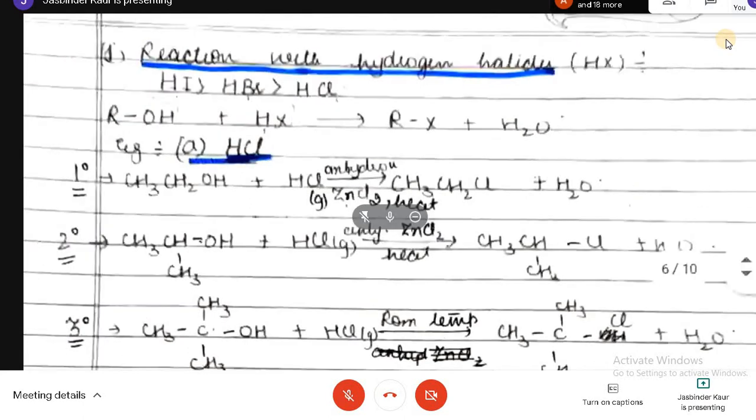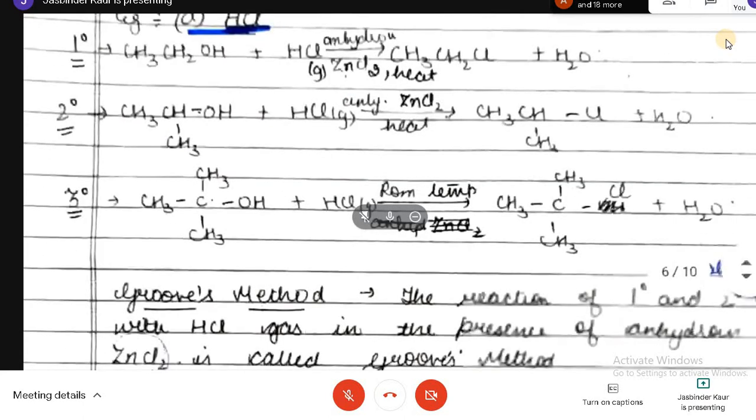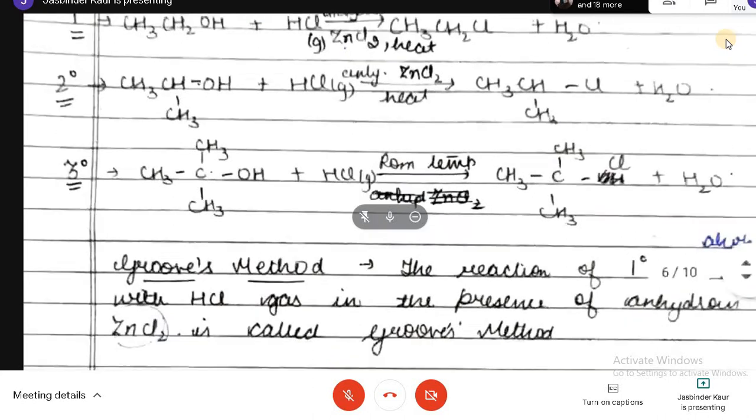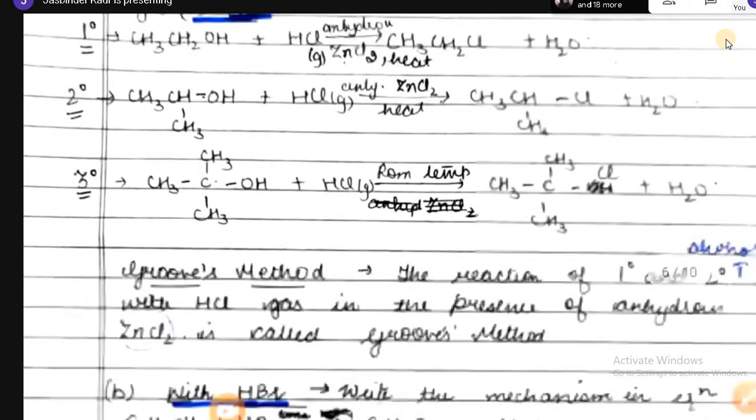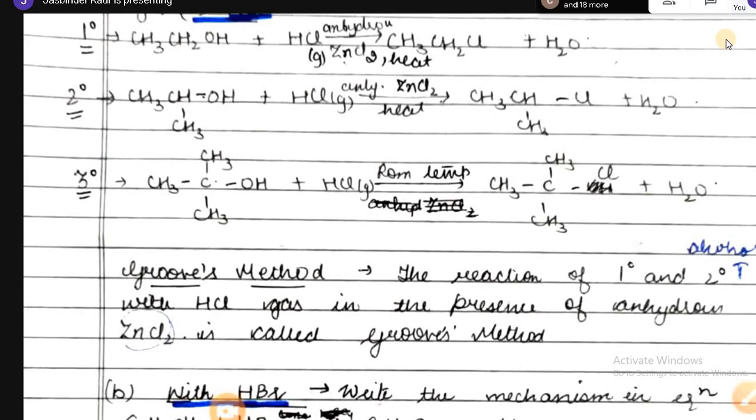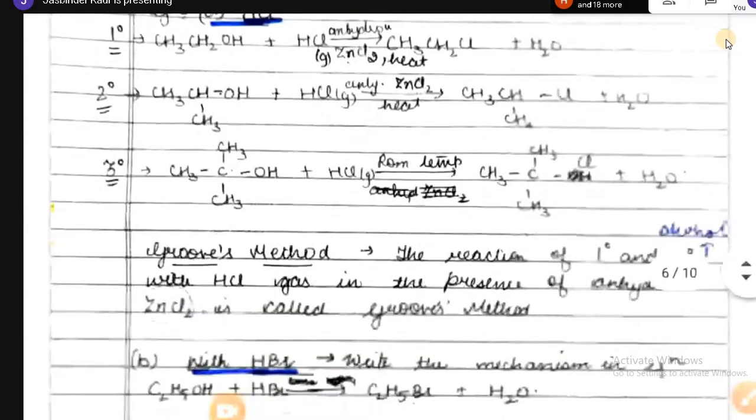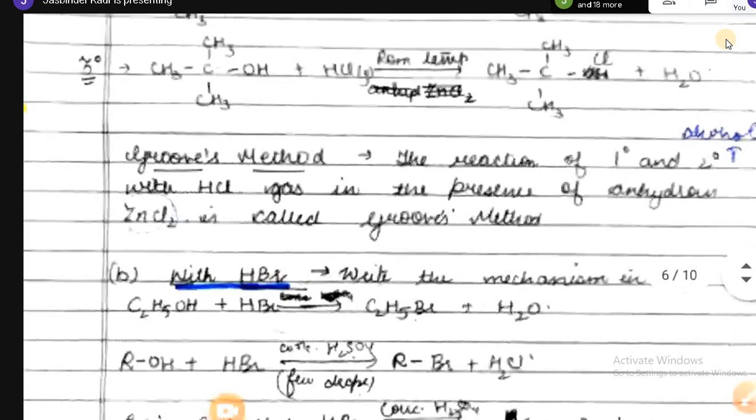But when alcohols are treated with HCl, then the reaction is called the Groove method. That is, this method of preparation of halides from alcohols in the presence of HCl gas and anhydrous zinc chloride is called the Groove method. So next is reaction with HBr.